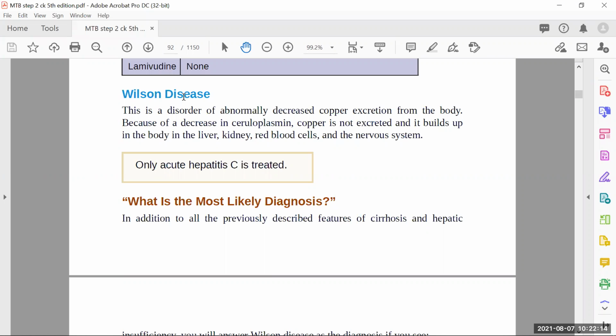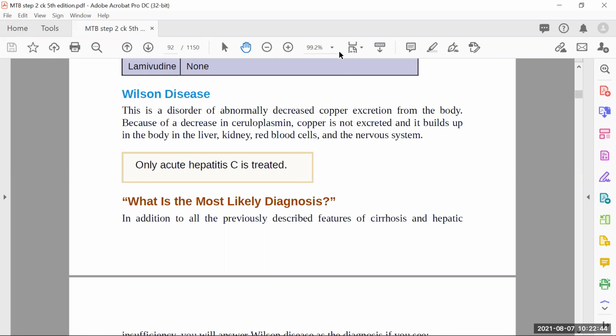Now what happens in Wilson disease? If there is low ceruloplasmin, because the liver is not forming enough of it, then we can think copper is not excreted and it builds up in the body, in the blood, in the liver. It starts accumulating. So the whole point is that when you measure the ceruloplasmin level, you will find it low.